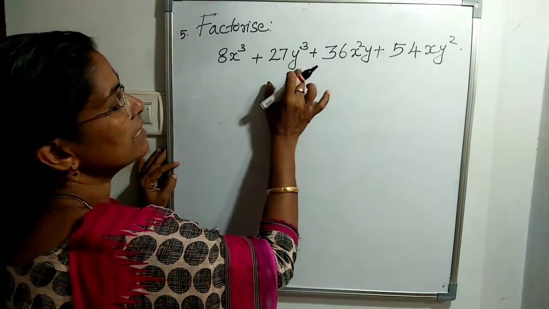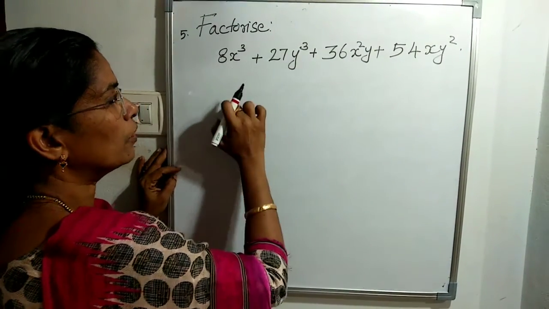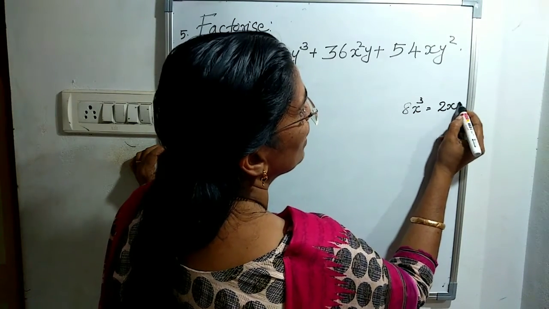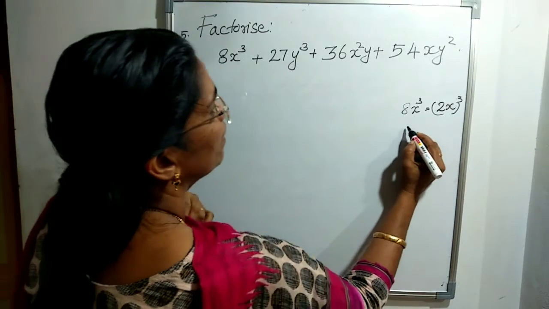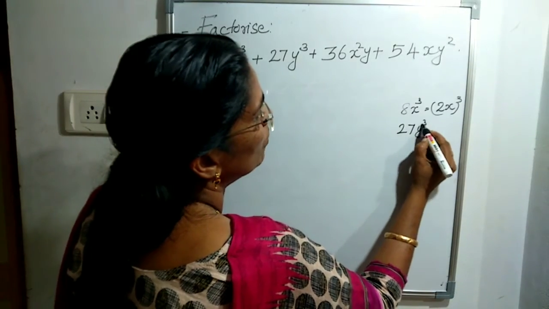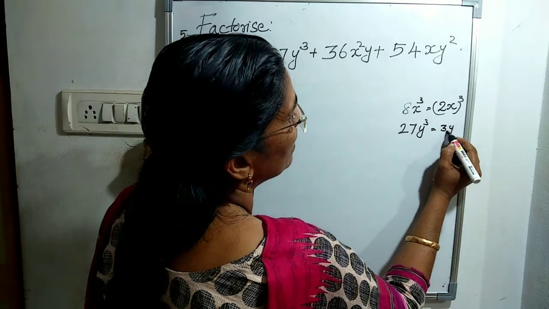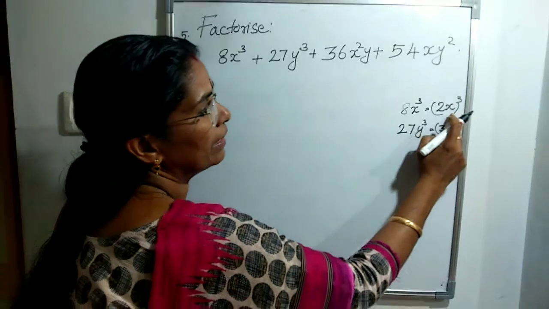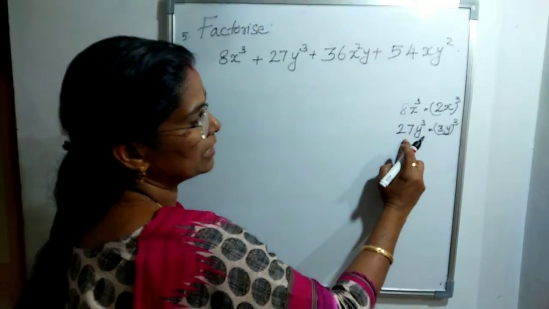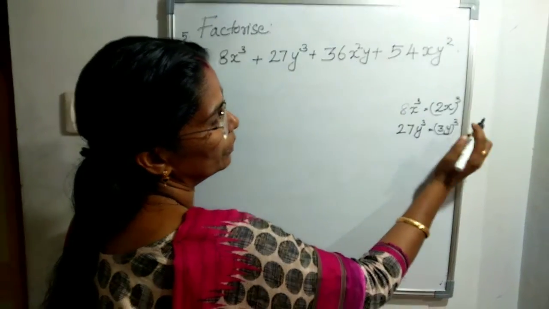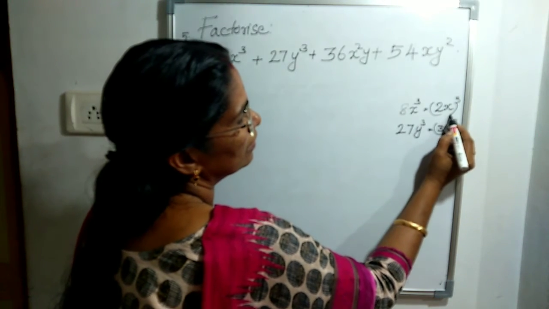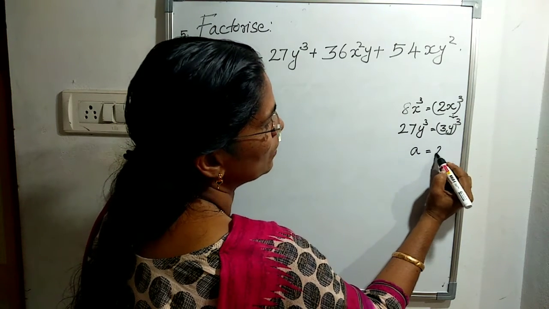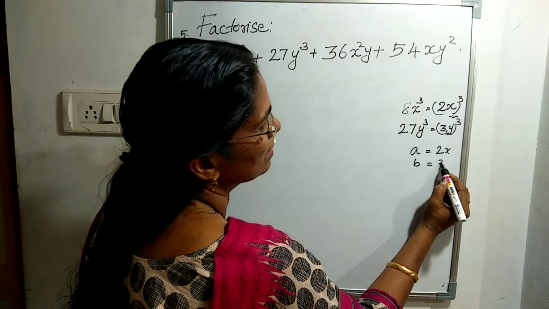First you have to take the cubic root of the first two terms. That is 8x cube. We can write it as 2x whole cube. And 27y cube we can write it as 3y whole cube. Is it correct? Okay, 8x cube we can write as 2x whole cube, 27y cube we can write as 3y whole cube. Now we have to remember this as our a. A is equal to 2x and b we can take it as 3y.